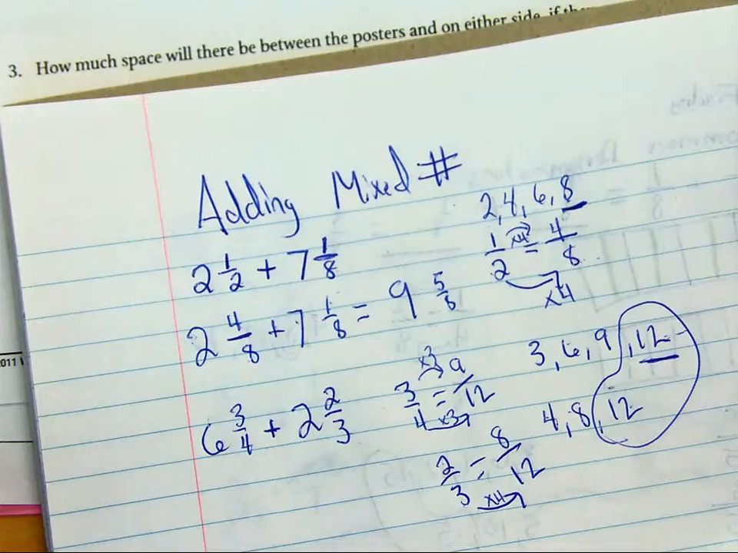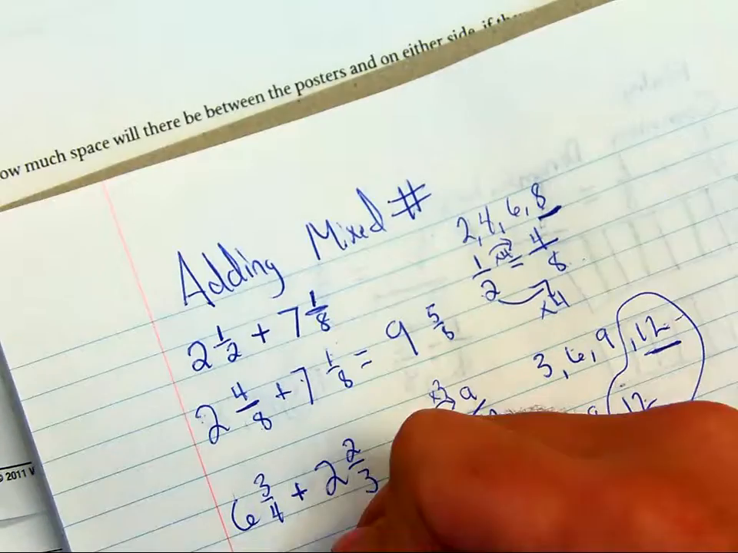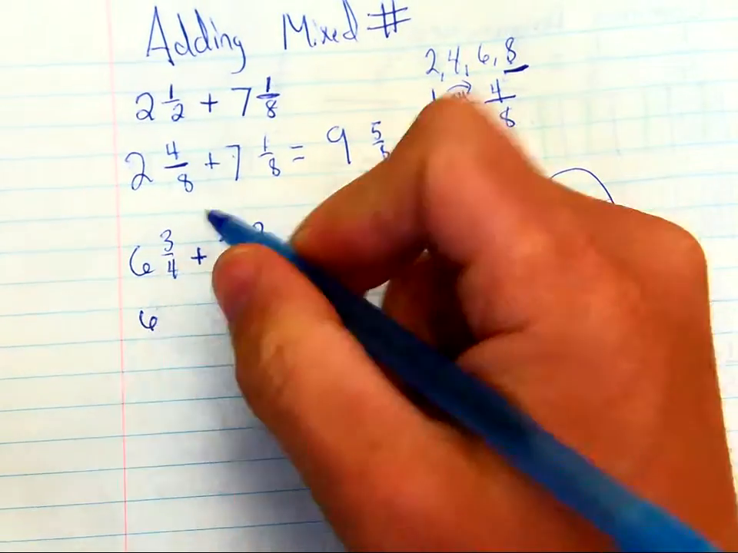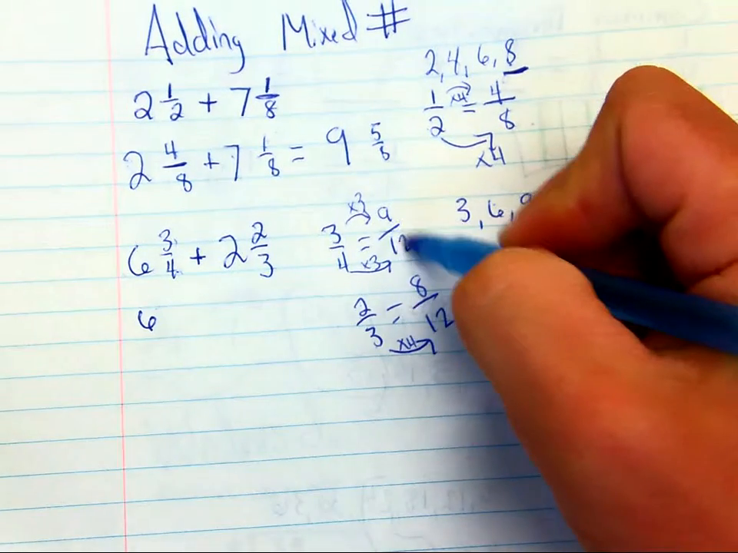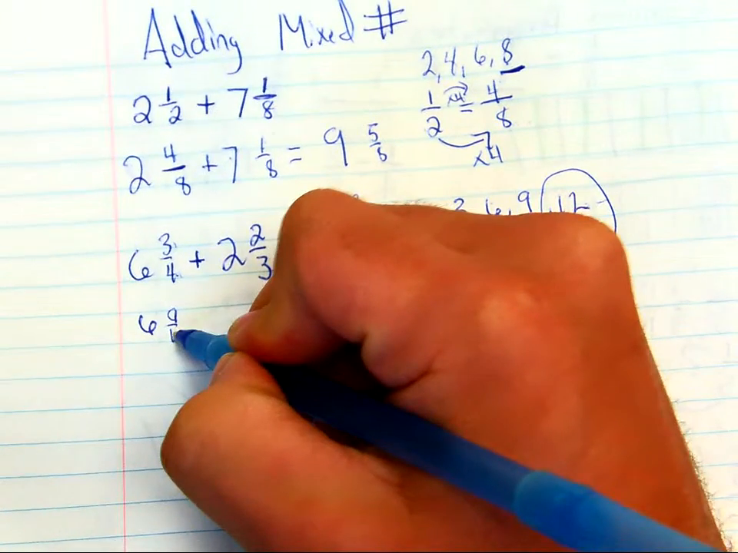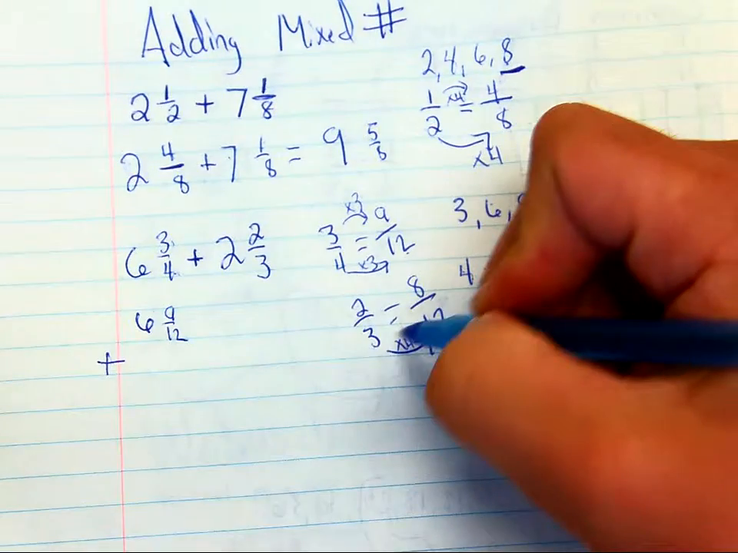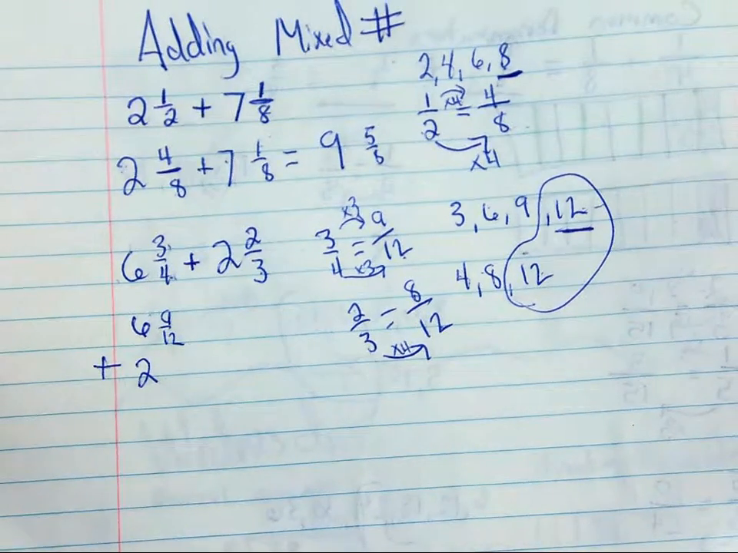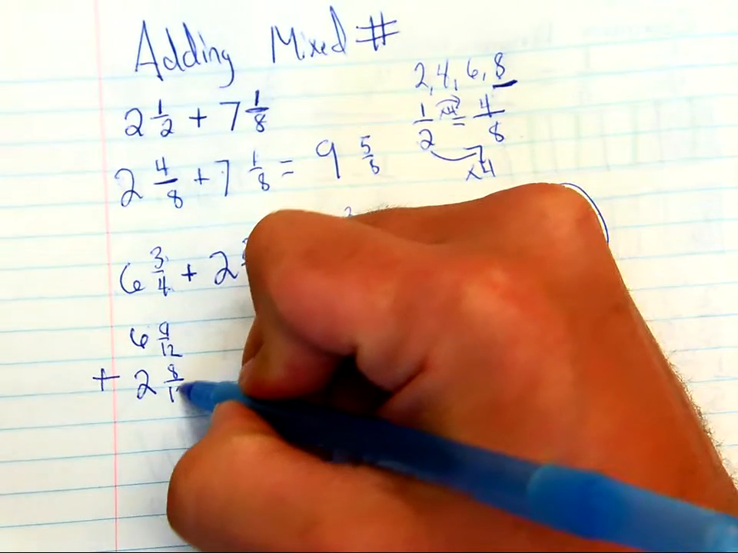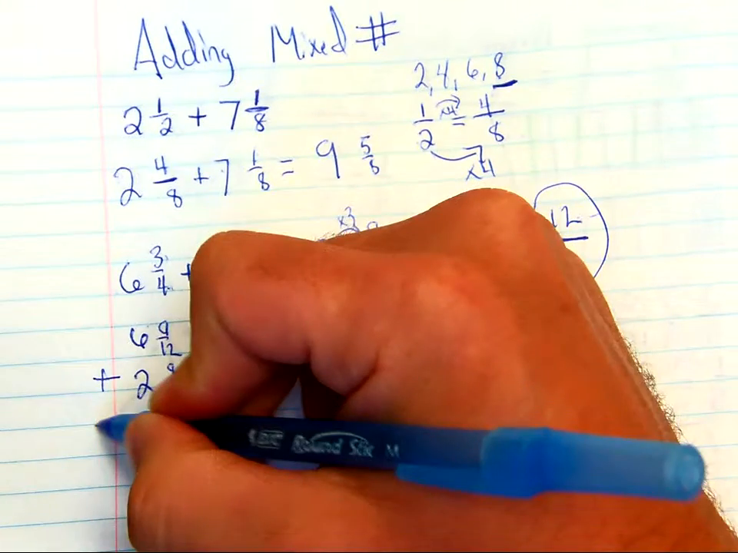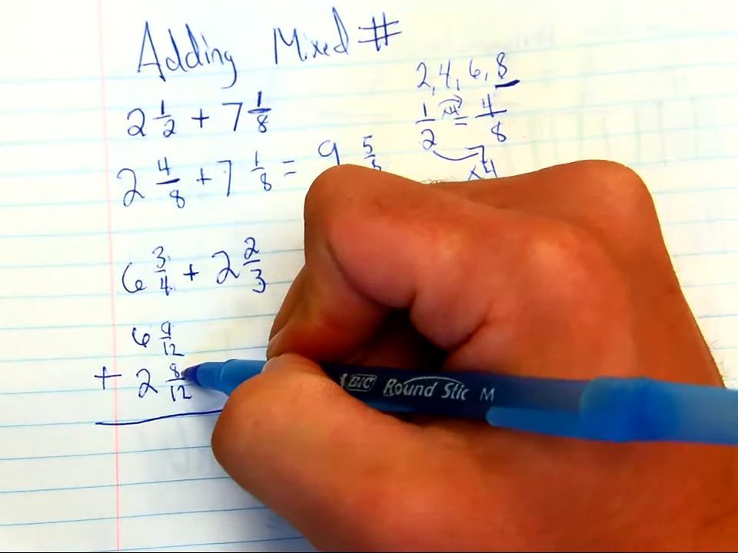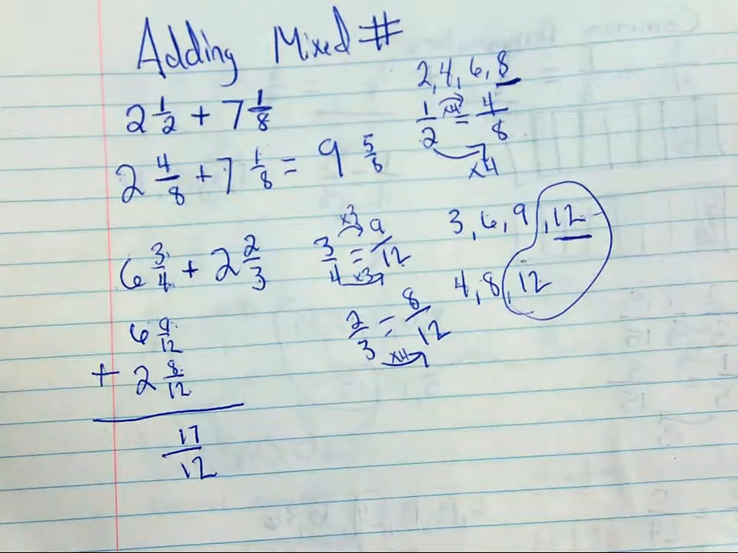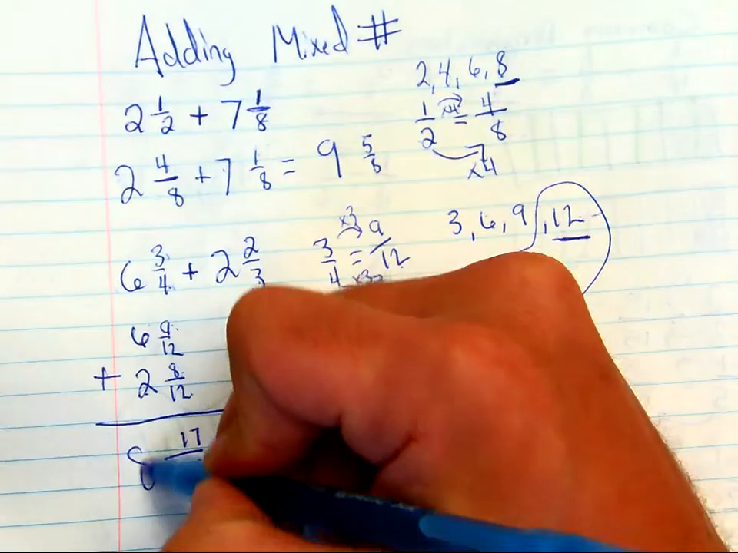Okay, so sometimes people like to set them up like this. So I'll set it up, sorry for turning that, I'll set it up a different way. So I'll say 6, and instead of 3/4, I need 9/12. Plus 2, and instead of 2/3, I'm going to use 8/12. And that kind of lines up your parts there. So 9 and 8 makes 17, and it's 12, so that's the size. 2 and 6 makes 8.